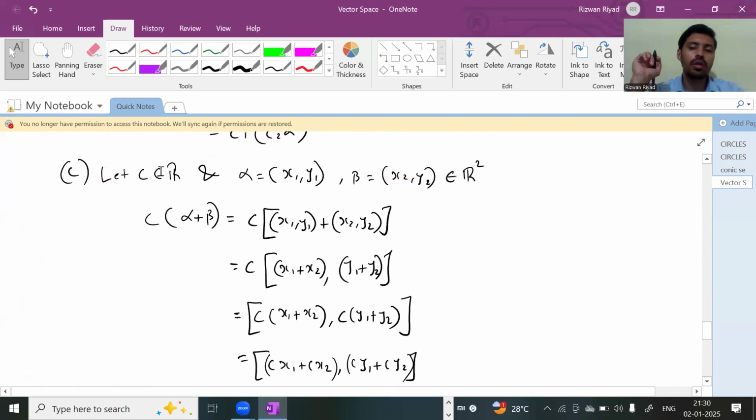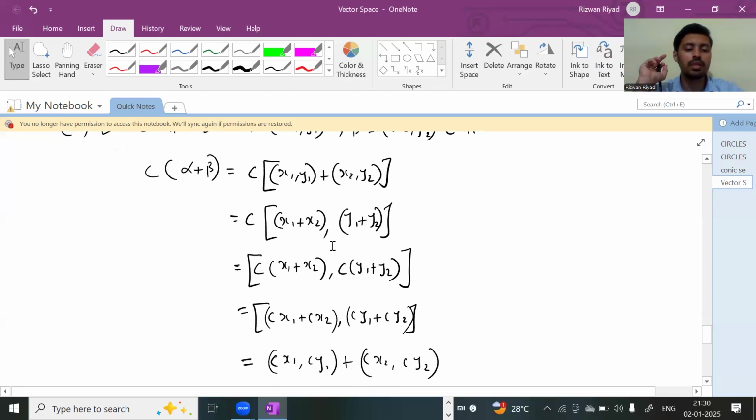Let C belong to R, any constant, any real number, and alpha equal to (x1, y1) and beta equal to (x2, y2) belong to R square. Now let's see what is C times (alpha plus beta). That is nothing but C into alpha, which can be written as (x1, y1), plus beta, which can be written as (x2, y2). So C into this is nothing but (x1 plus x2, y1 plus y2).